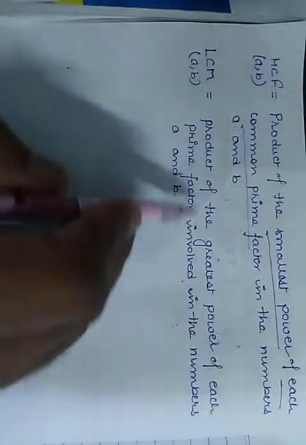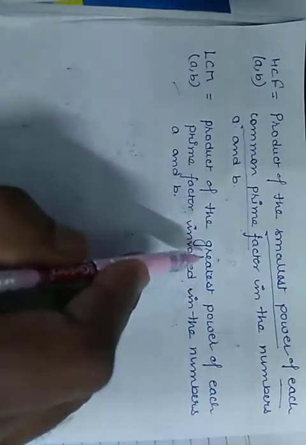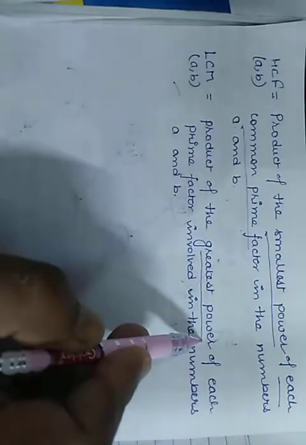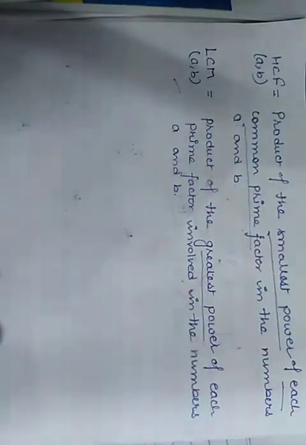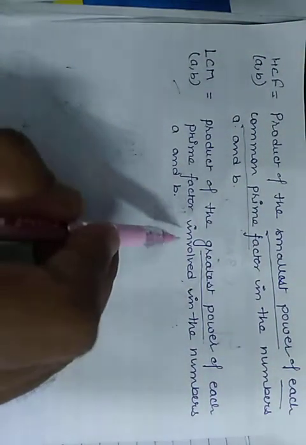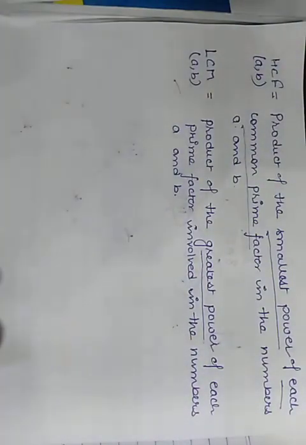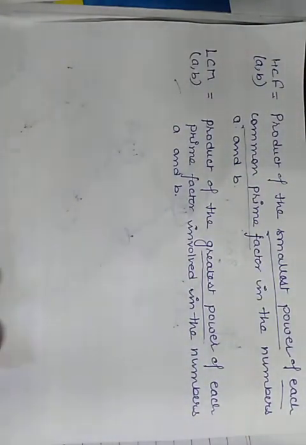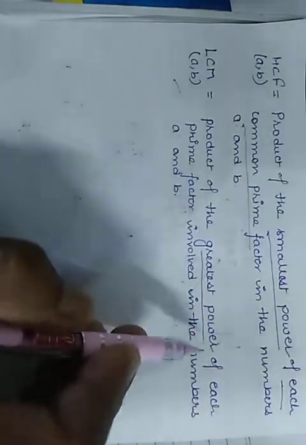And for LCM of A and B, the product of the greatest power of each prime factor involved. Sorry, there is a mistake. Each prime factor, each prime. Okay, it is correct. Product of the greatest power of each prime factor. Here, just each common prime factor. I will explain what is the difference between the two.